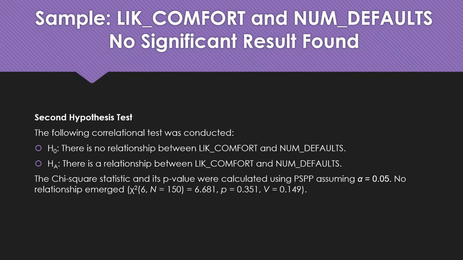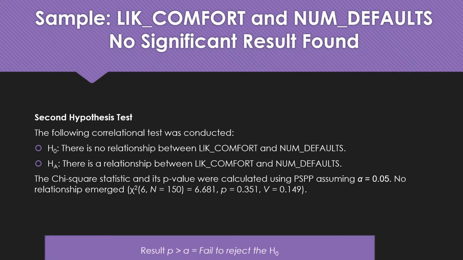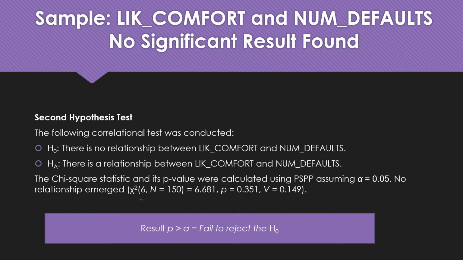Once again, let's break down how we came to this conclusion. The null hypothesis would be that there is no relationship between light comfort and num defaults. The alternative would be there is a relationship between light comfort and num defaults. Now let's identify the solution again. The degrees of freedom would be 6.